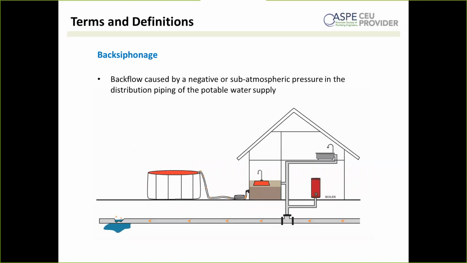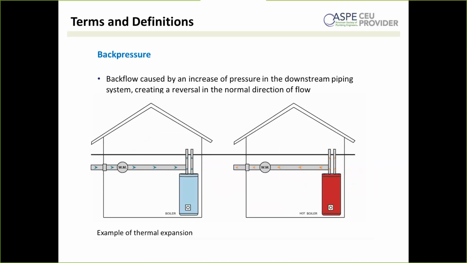So this will siphon pollutants or contaminants into the potable water system through an unprotected cross connection, like a hose bib or a hydronic system makeup connection. So you can think of back siphonage as a pull from the supply side. This leads us to our next term, back pressure. If back siphonage is a pull from the supply side, back pressure is a push from the downstream side.